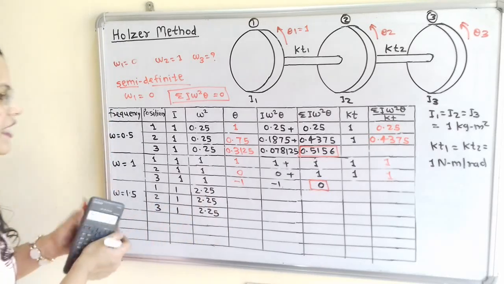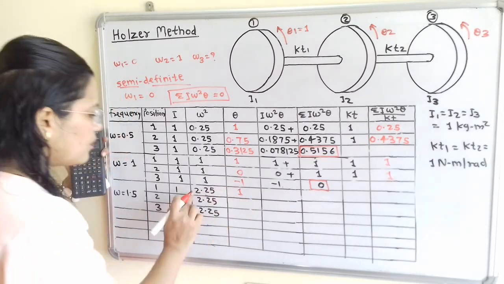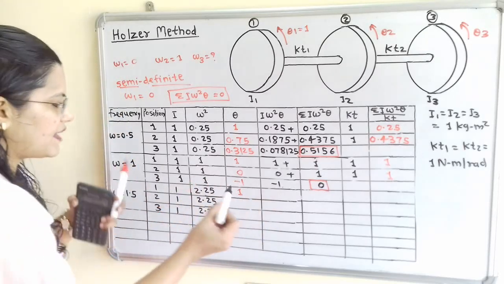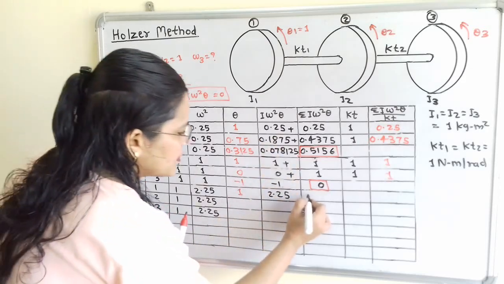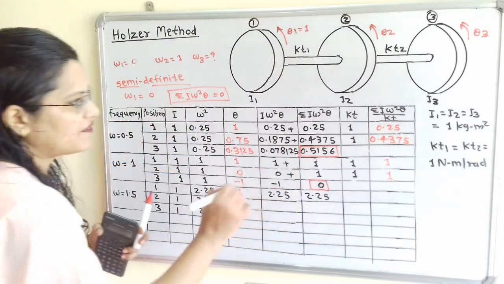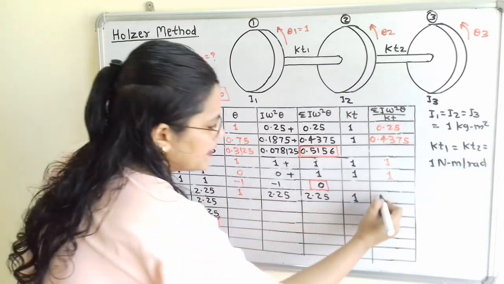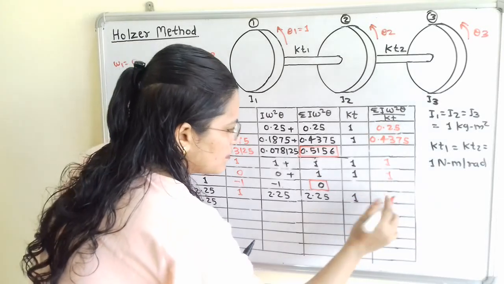Then value of theta. So for the first position we write here as 1. So I omega square theta multiplication is 2.25. Then summation of I omega square theta is also equal to 2.25. Then kt is 1 and summation of I omega square theta by kt, that is 2.25. So I will write here with the help of red marker.